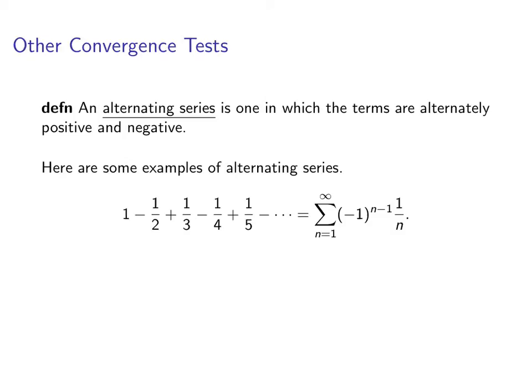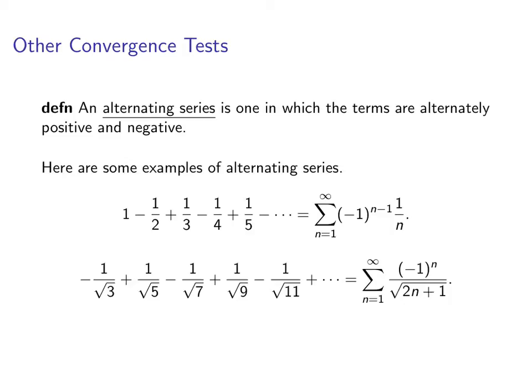Here's an alternating series: 1, minus a half, plus a third, minus a fourth. So we're hopping back and forth between pluses and minuses. Here's another one: negative 1 over root 3, plus 1 over root 5, minus 1 over root 7, and so on. Each one of these I've rewritten in sigma notation. For the purposes of talking about an alternating series, it doesn't matter if you start off with a positive number or a negative number. Now, in the notation that we use going forward, I will sometimes write them so that we always start with a positive number, but that's really not necessary.